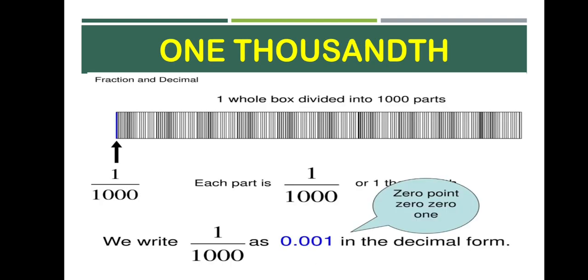Now look, here we have 1000th. Just like 100th, 1000th is one part out of 1000 parts. This means when one whole is divided into 1000 parts, then one part out of 1000 is represented as 1 divided by 1000, or we can write 0.001 in decimal form.